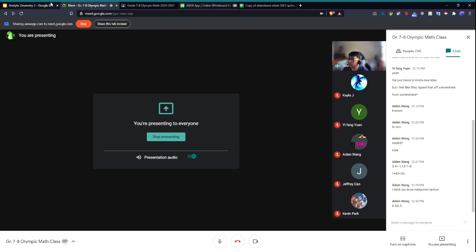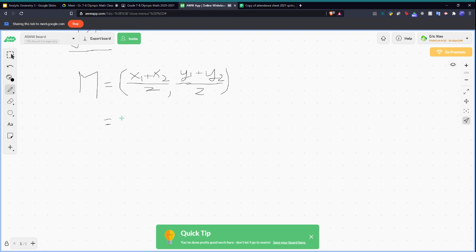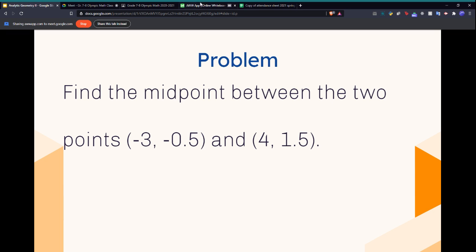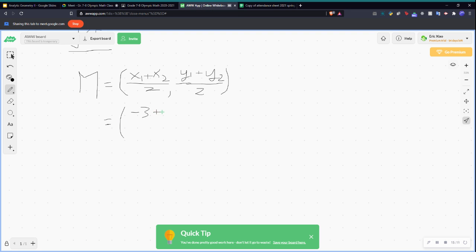So our first point was -3 and -0.5. Sorry, let's look at the x-axis first. So we have -3 and 4. So -3 plus 4, divide that by 2. It doesn't matter which one you use as x1 and x2. We always put 4 first and -3 at the end. And then we have -0.5 plus 1.5, and that divided by 2.